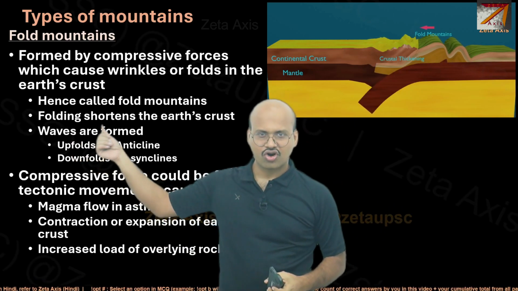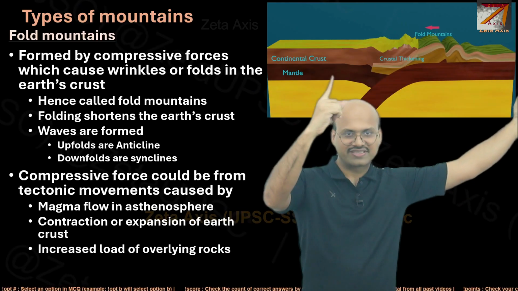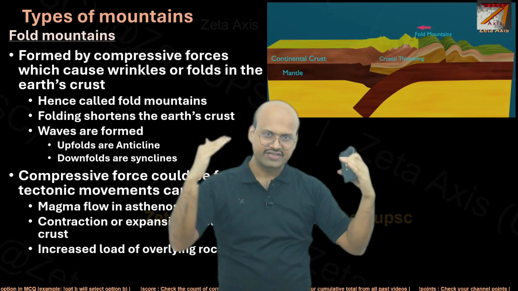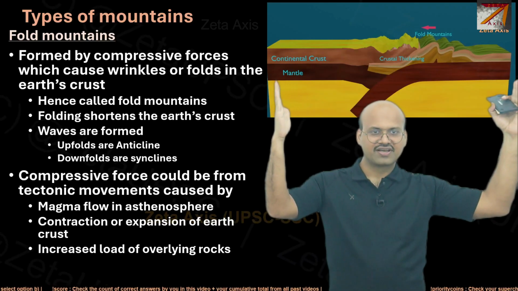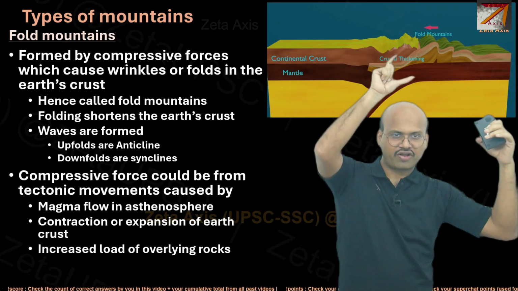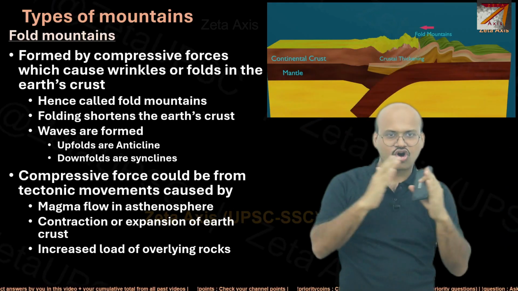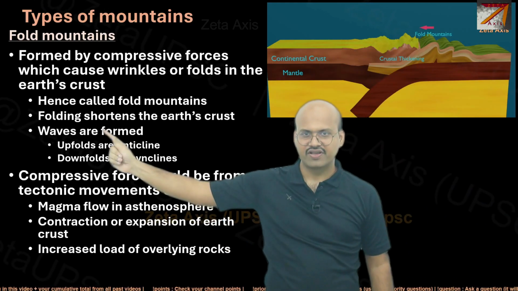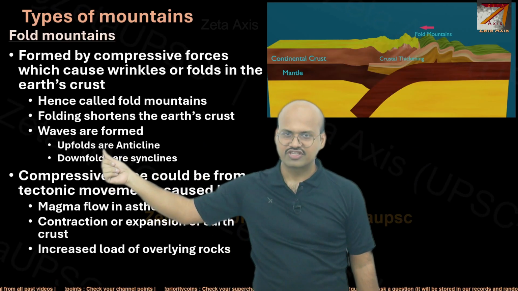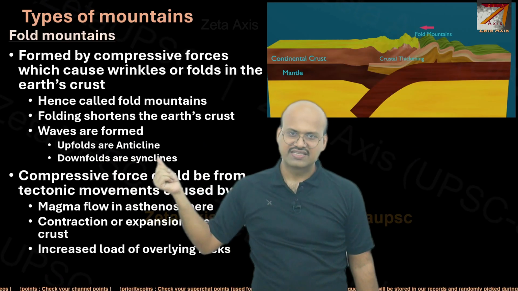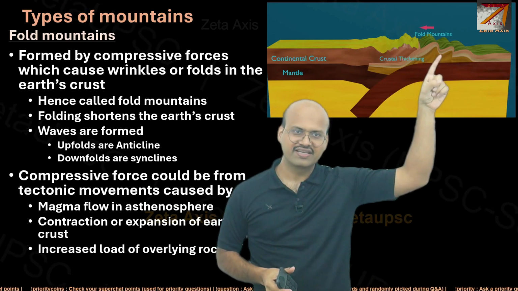The folding shortens the earth crust. Remember, earlier this earth crust was stretched, but because of these compressional forces, we saw that the total length of this earth crust was shortened because a lot of it has been folded and uplifted. So vertical extent has increased, but horizontal extent has shortened. That is why folding shortens the earth crust. Waves are formed. Upfolds are anticlines and downfolds are synclines. So the upfolds are anticlines and these downwards are synclines.